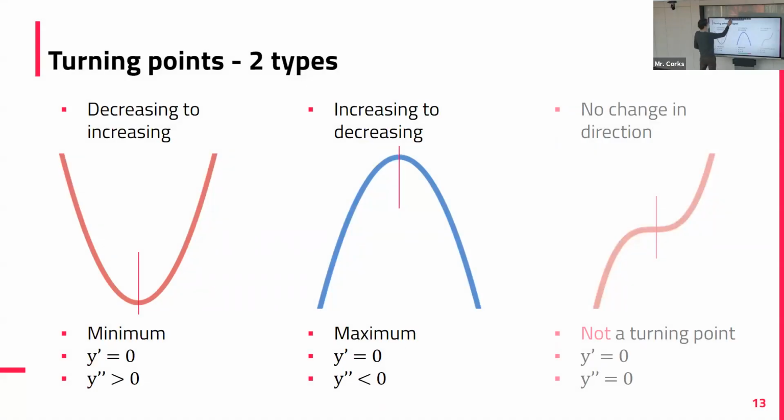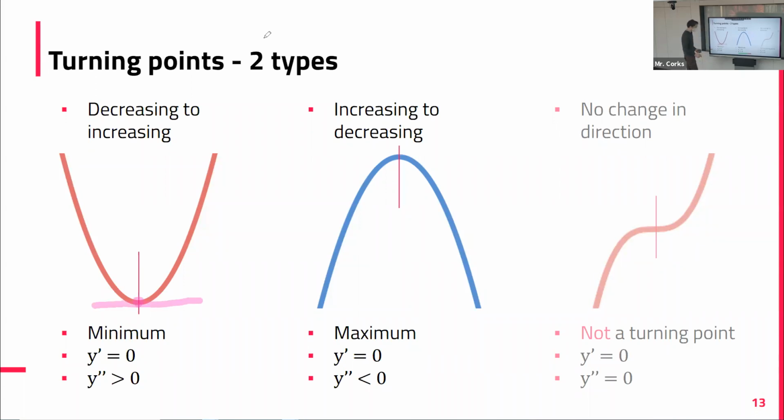Turning points, we talked about this as well. What the derivatives are telling us about these turning points: if we have a minimum point, then the slope at that minimum point is 0. It's flat, so the slope is 0. So our first derivative should be equal to 0. Same thing for the maximum points here.